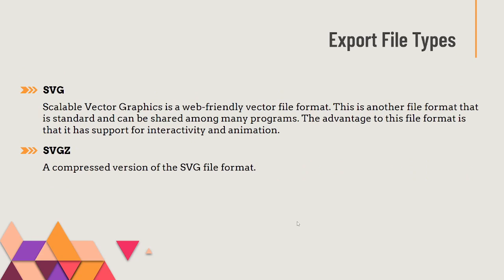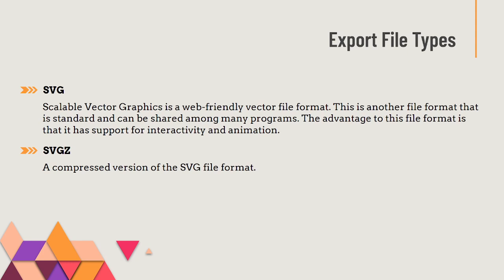So the last two types are SVGs and SVGZs. An SVG is a scalable vector graphic. This is a web-friendly vector graphic file format. This is another file format that is standard and can be shared among many programs. The advantage of this file format is that it has support for interactivity and animation. So in Illustrator now, you can actually create animations and 3D animations if you know how to use the software, and then you can save these out as SVGs and it keeps any of the animation you've put in.